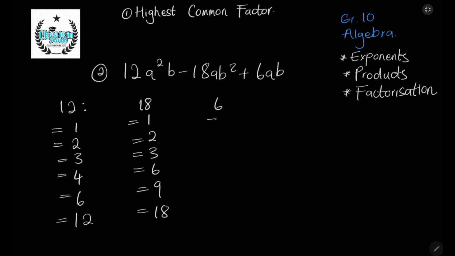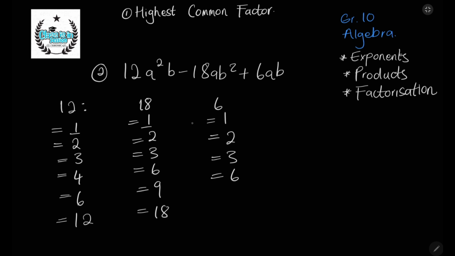Factors of 6, this one should be quick. 6 divided by 1 doesn't leave a remainder. 6 divided by 2 doesn't leave a remainder. 6 divided by 3 doesn't leave a remainder. 4, 5, obviously don't go into 6, so we're left with 6. Now let's look for common factors.